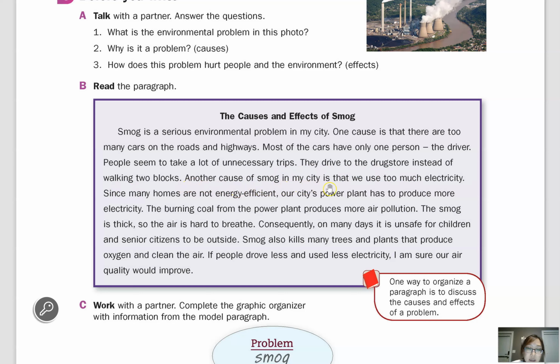Another cause of smog in my city is that we use too much electricity. Since many homes are not energy efficient, our city's power plant has to produce more electricity. The burning coal from the power plant produces more air pollution. The smog is thick, so the air is hard to breathe. Consequently, on many days it is unsafe for children and senior citizens to be outside. Smog also kills many trees and plants that produce oxygen and clean the air. If people drove less and used less electricity, I am sure our air quality would improve.